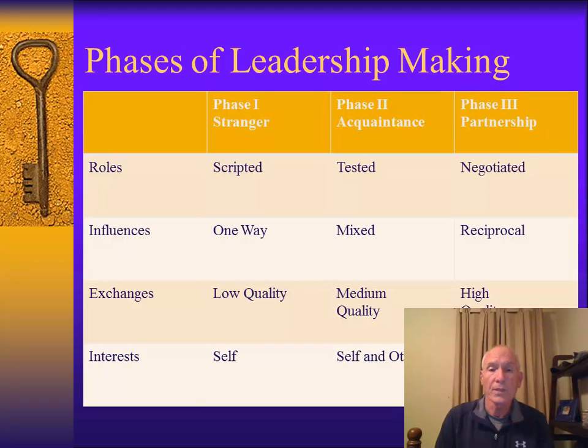members of. Now, typically, the leader and follower will move through these phases. Typically, the literature shows us, fairly quickly. And again, it may depend upon whether or not the follower has the ability to perform adequately to deserve moving into the partnership phase.